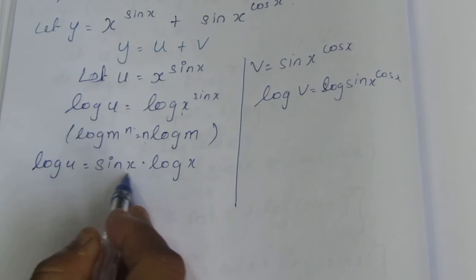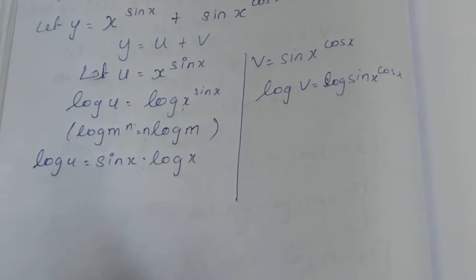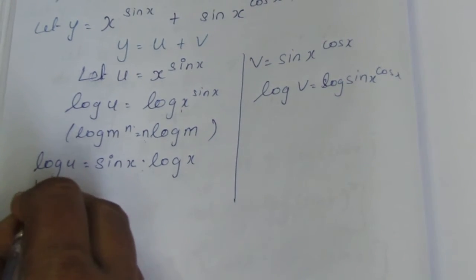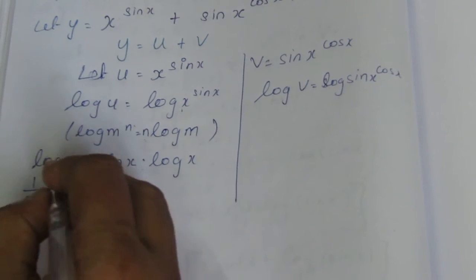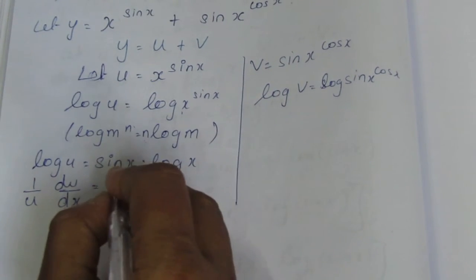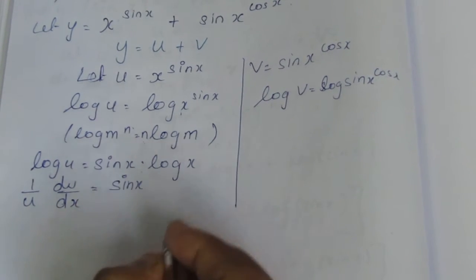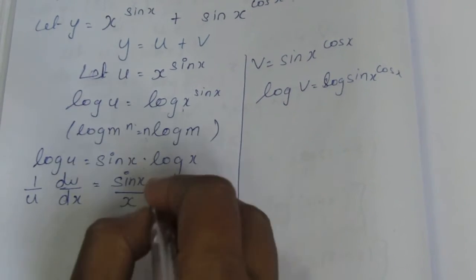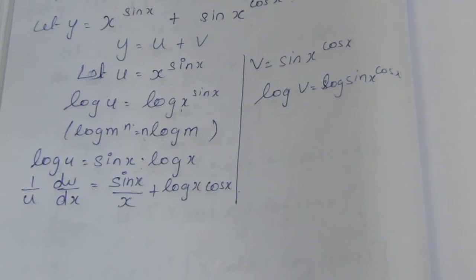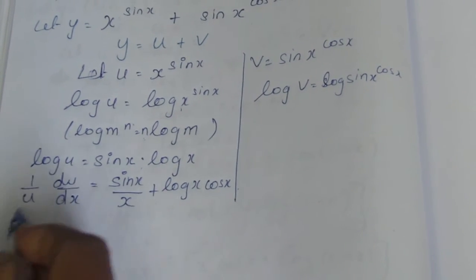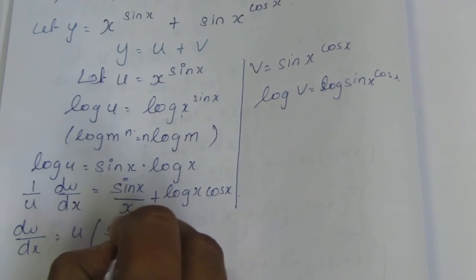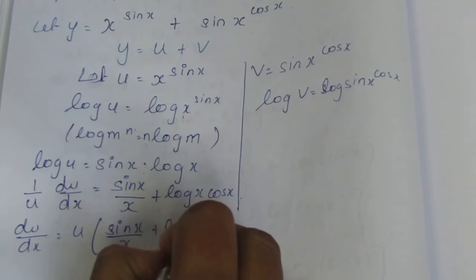Now this has become two functions in multiplication, so we need to use the product rule. Let me start with the differentiation. Here log u becomes 1 by u du by dx, because differentiation of log x is 1 by x. Keeping sin x as it is, we differentiate log x, which is 1 by x, plus keeping log x as it is, if we differentiate sin x, it is cos x. Bringing u to this side, it comes as a multiplier, so du by dx is equal to u into sin x by x plus log x cos x.